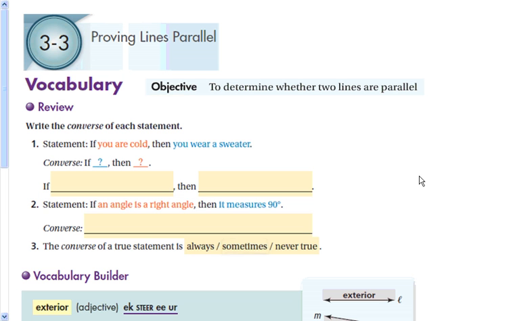Hey students, today we're going to learn how to prove lines parallel using the converse of theorems you learned in 3.2. The objective is for you to determine whether two lines are parallel.